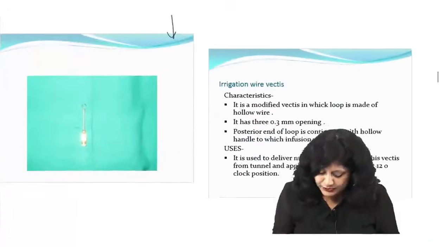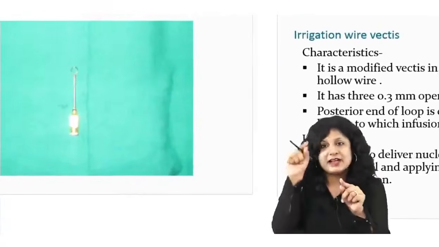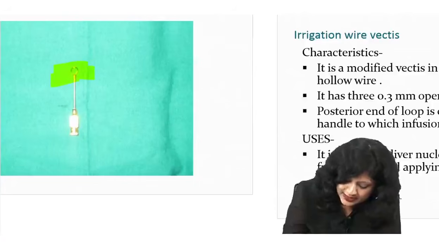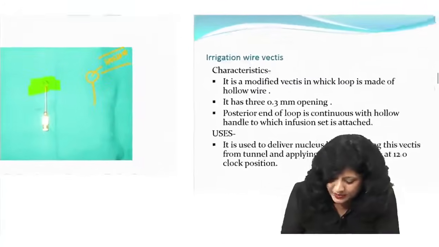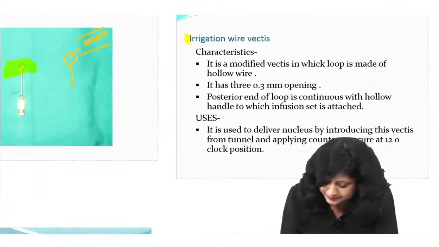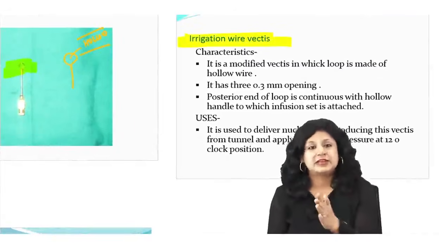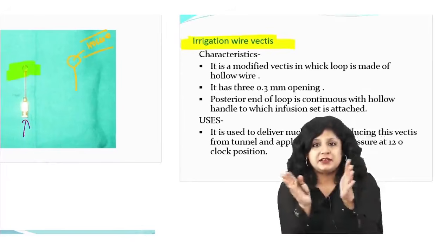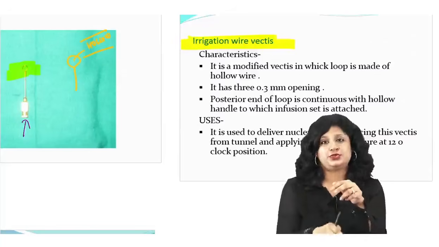Okay. Now see this, what is this? Can you see here, we have got a hook kind of a thing, and a hollow is there. So the hollow instrument that you see is actually called the wire vectis. This is called the wire vectis, and wire vectis are actually of two types. Here, can you see, we have got the empty area where you can connect a syringe through which you can push the irrigating solution also.